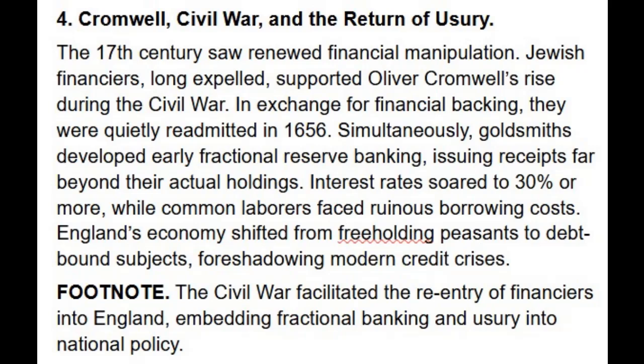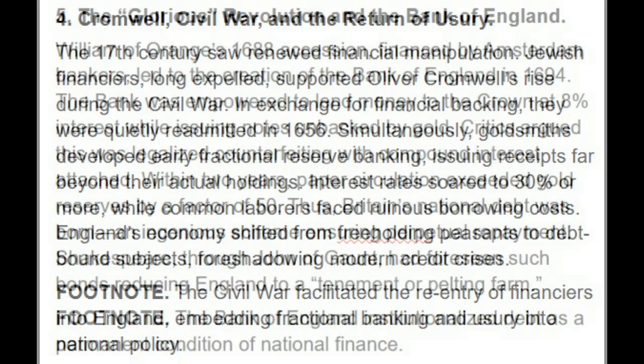Simultaneously, goldsmiths developed early fractional reserve banking, issuing receipts far beyond their actual holdings. Interest rates soared to 30% or more, while common laborers faced ruinous borrowing costs. England's economy shifted from freeholding peasants to debt-bound subjects, foreshadowing modern credit crises. Footnote: The Civil War facilitated the re-entry of financiers into England, embedding fractional banking and usury into national policy.